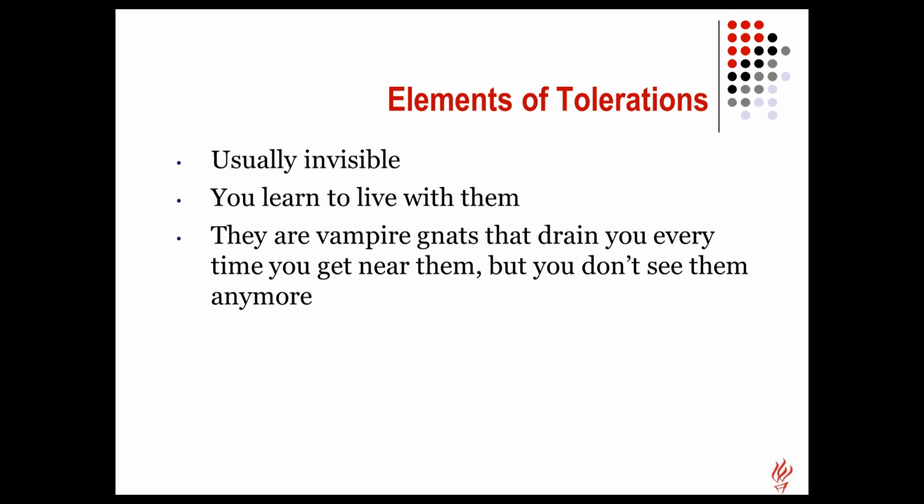Usually they're invisible, meaning that you're used to them. You don't notice them anymore. They're just part of the landscape. They're part of your life, and they are indistinguishable. You just put up with it. You learn to live with them. So that's why we call them a toleration. It's just something you say, well, that's the way my life works. And number 3, they are the vampire gnats that drain you every time you get near them. But you don't see them anymore. They just suck your soul and they just drain you. And if you're not aware of them, that means that they work as gravity to hold you in place. They don't allow you to move forward.